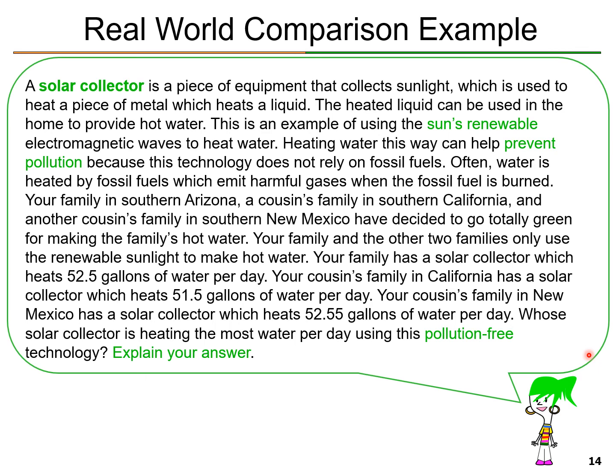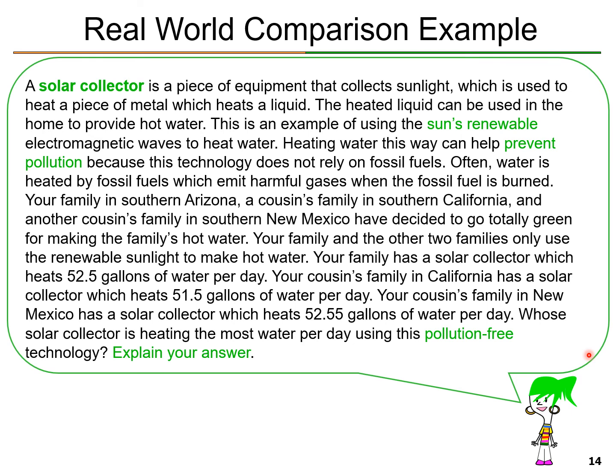Okay, now let's assume that your family is in southern Arizona. You have a cousin's family in southern California and another cousin's family in southern New Mexico. They have all decided to go totally green for making the family's hot water. Your family and the other two families only use the renewable sunlight to make hot water.